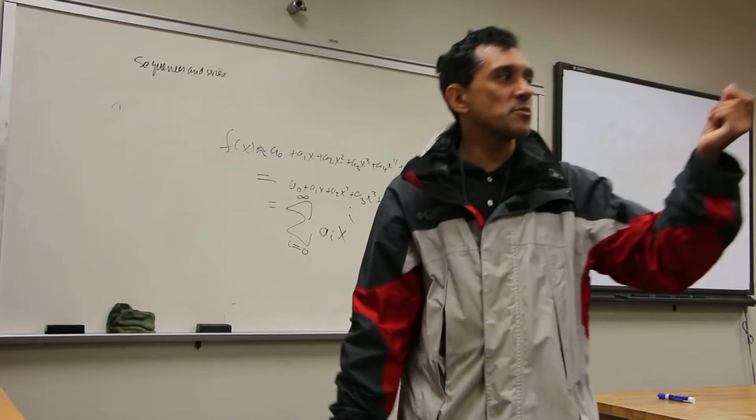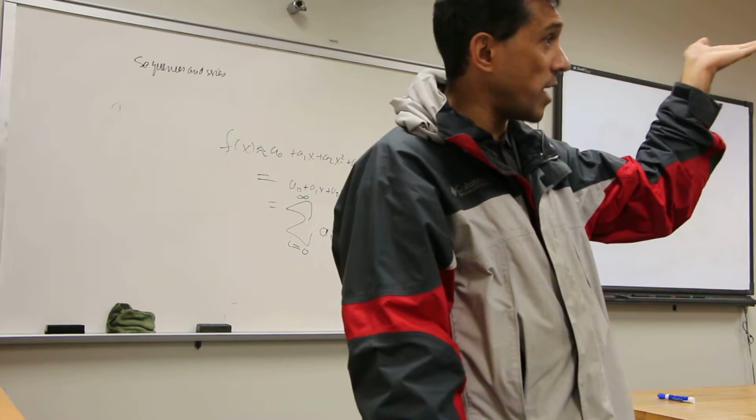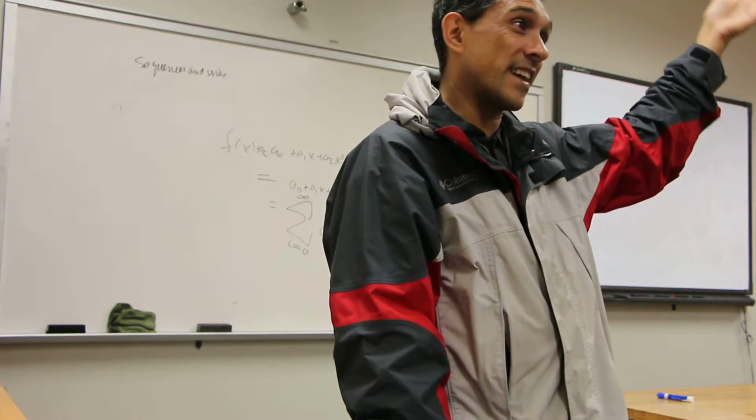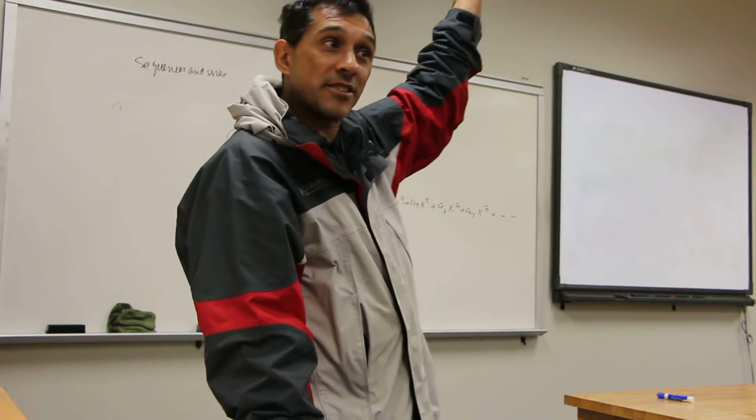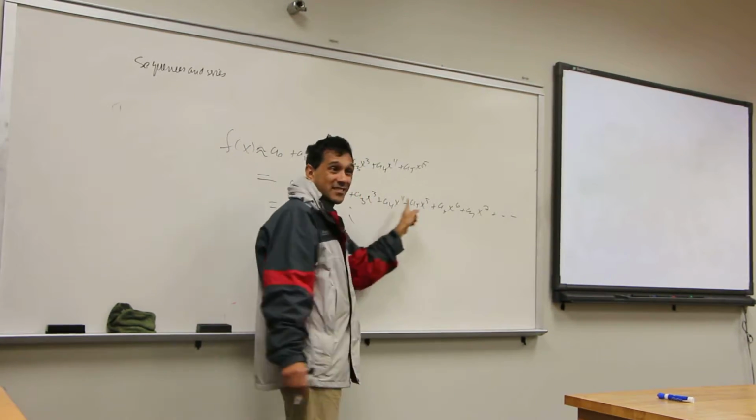So the question becomes, what is a_i? Now it will depend on what function you have. Right? For sine x, you will have those numbers. For cosine x, you will have some other numbers. For e to the x, you will have some other numbers.